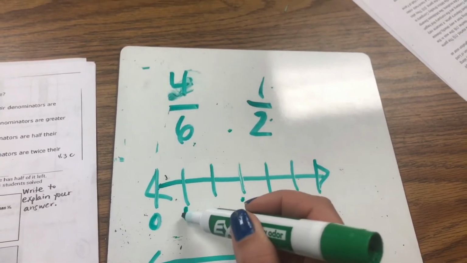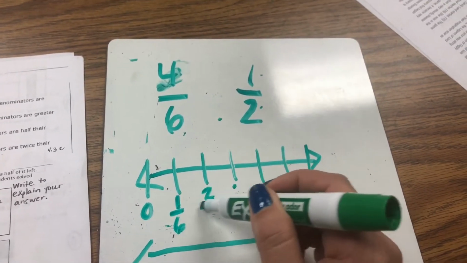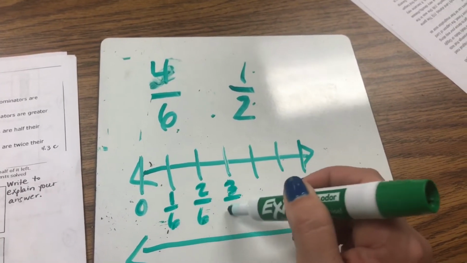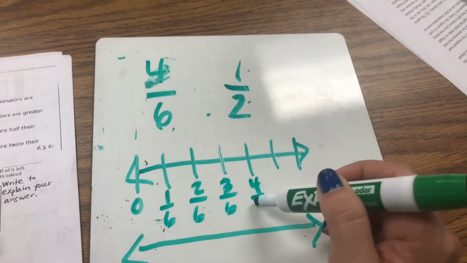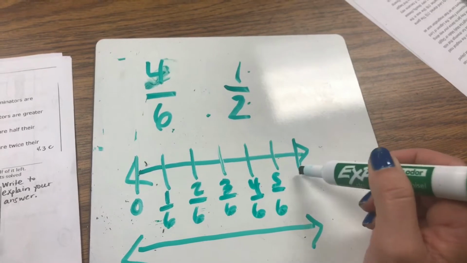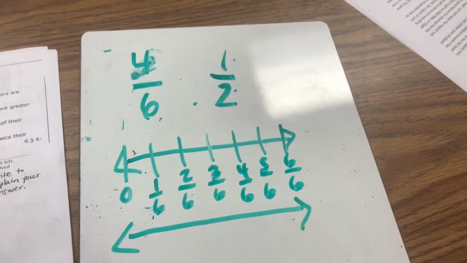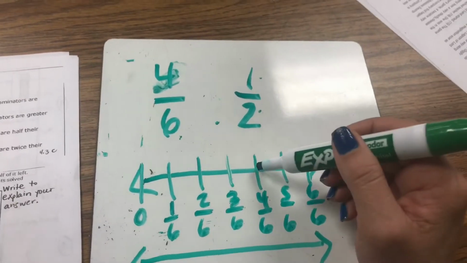This would represent 1/6, 2/6, 3/6 or a half, 4/6, 5/6, and 6/6 or a whole. And 4/6 would be about here.